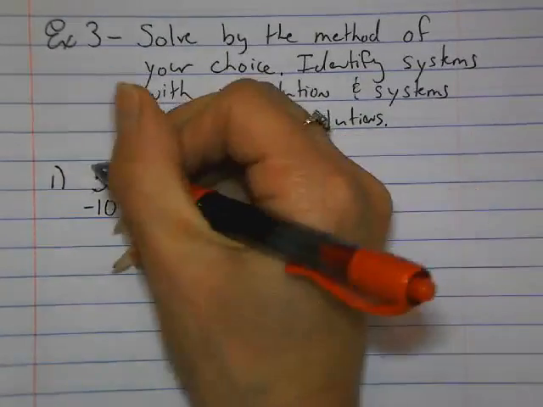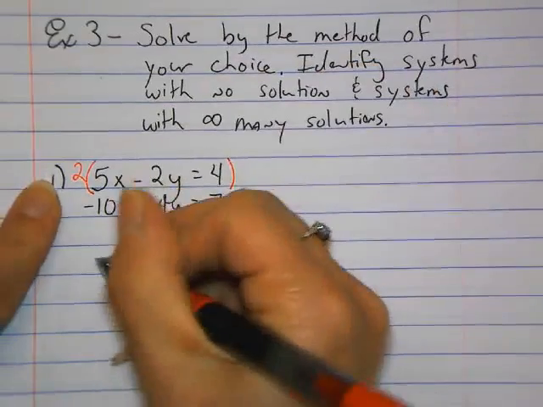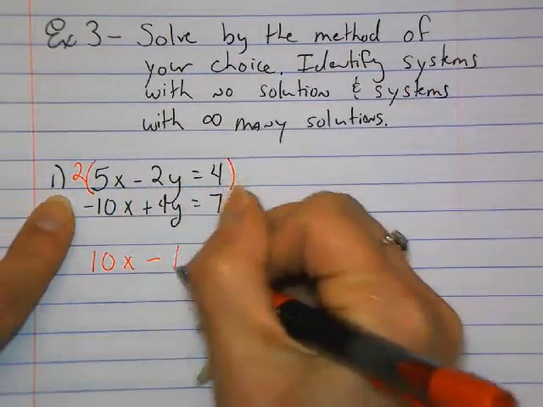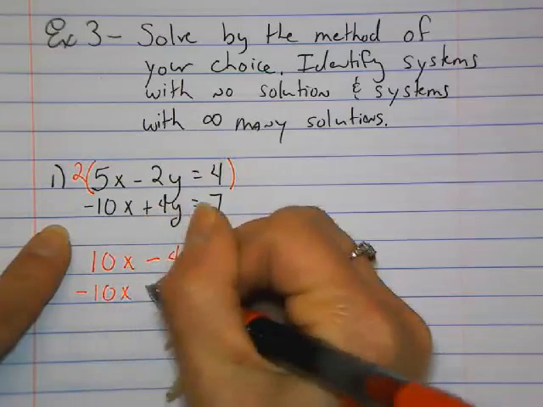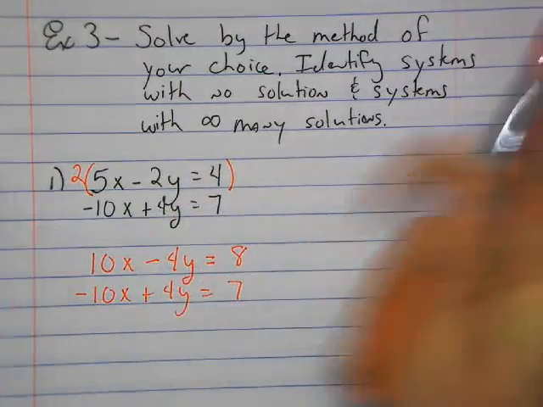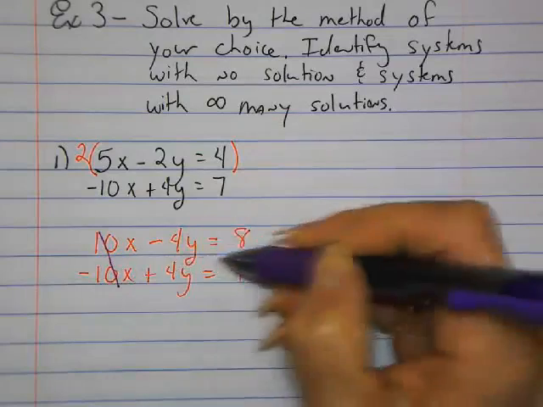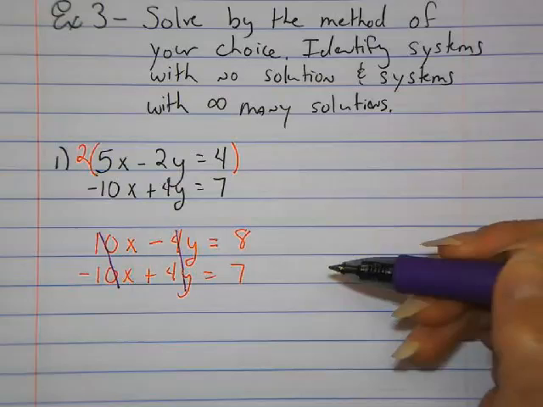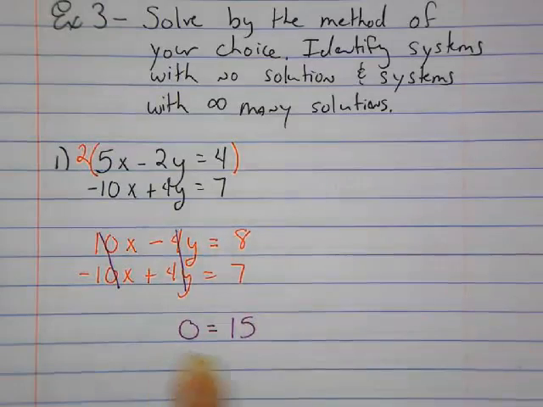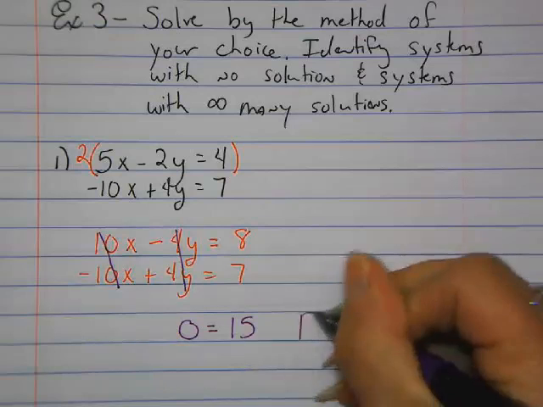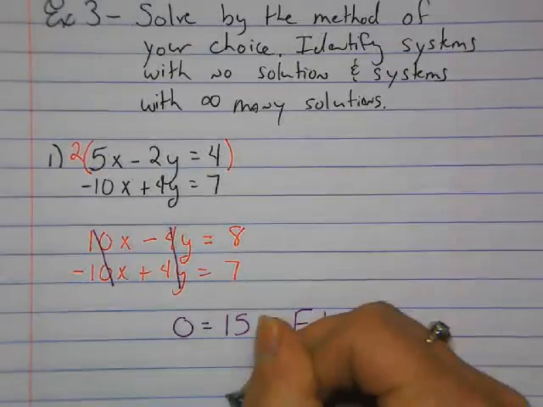Alright, so I'm going to go ahead and multiply the top one by 2. So I get 10x minus 4y equals 8, and negative 10x plus 4y equals 7. Well, isn't this interesting? These go away, these go away, and I have no variables. I have a statement that says 0 is equal to 15. Is that true or false? That is a false statement. Therefore, there is no solution.